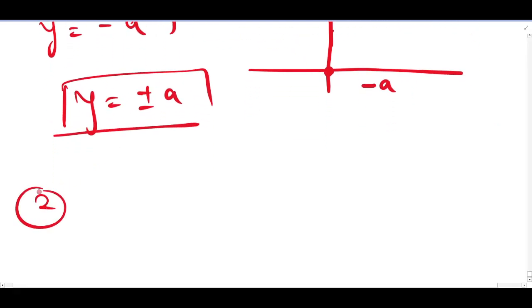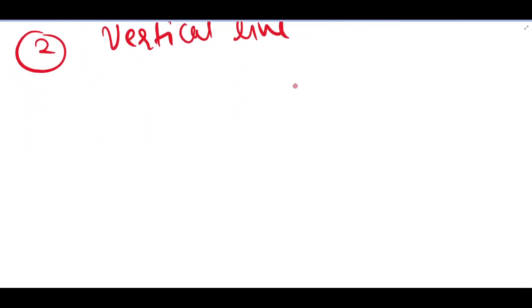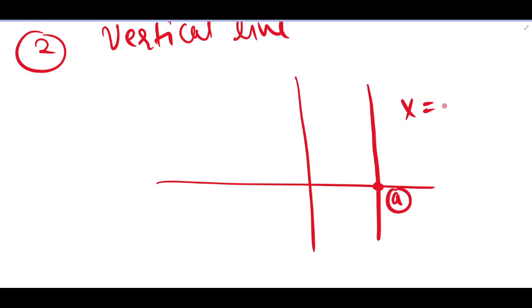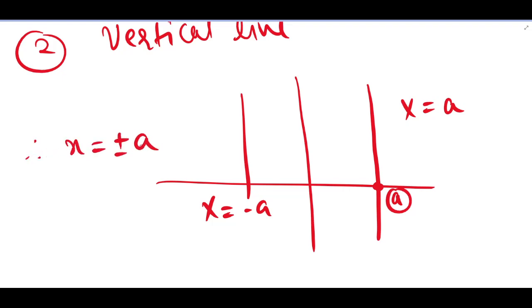Next is vertical line. Whenever a line intersects the x-axis, suppose this is point A, so we can call this equation of line x equal to A or x equal to minus A. So the equation of vertical line is given by x is equal to plus minus A.